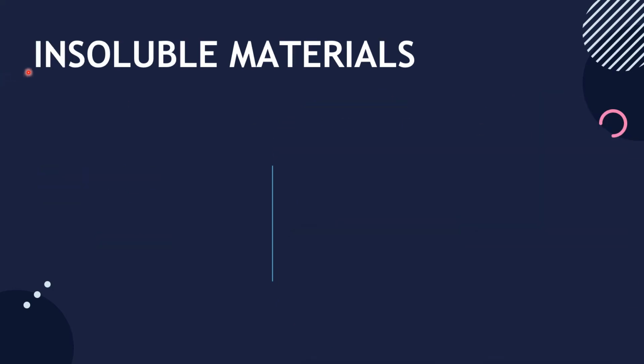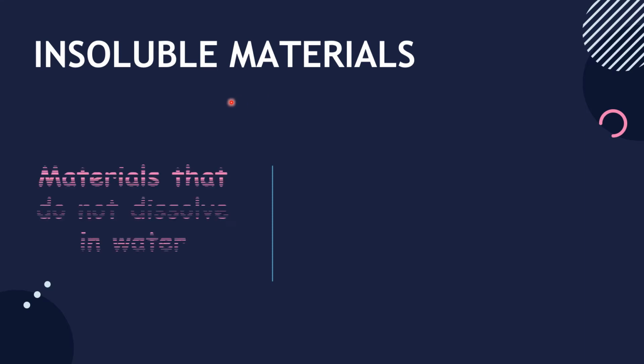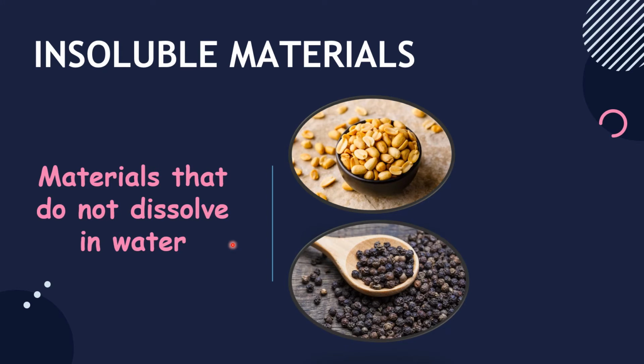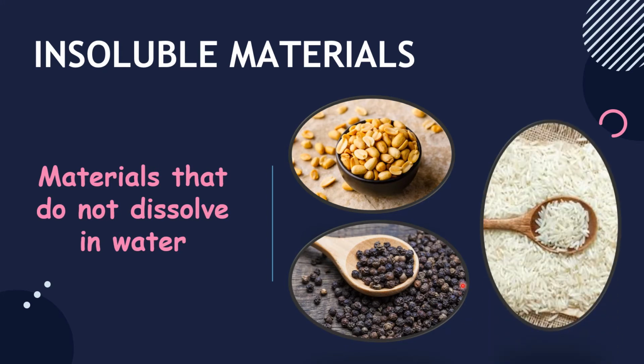Okay, what about insoluble materials? Do you still remember? What are the insoluble materials? Okay, bahan yang tidak larut dalam air. Materials that do not dissolve in water. So when we put the materials in water, when we stir, it cannot dissolve. We can still see the particles. For example, peanuts, black pepper, and then rice. Okay, other examples maybe green beans, and also corn kernels. Okay, so these are insoluble materials.